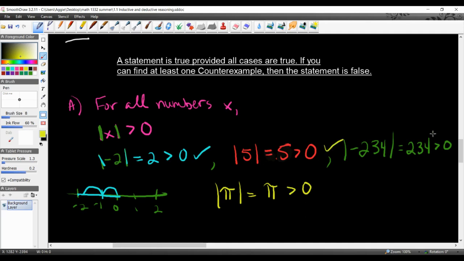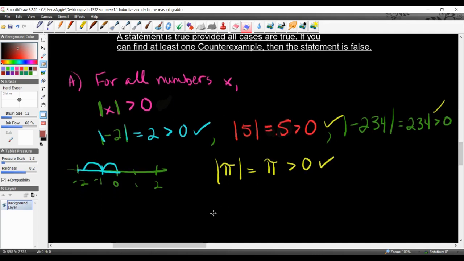So far for all of these examples, this statement is true, right? So what we need to do is find one example where it doesn't work to prove that this statement is false. So I'm going to erase that check mark because I'm going to prove to you that this is false. What if I took the absolute value of 0? Well, the absolute value of 0 is equal to 0, because 0 is 0. And is 0 greater than 0? Can a number be bigger than itself? No, it cannot.